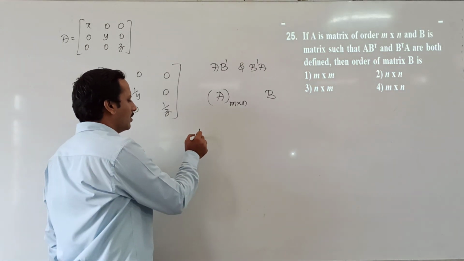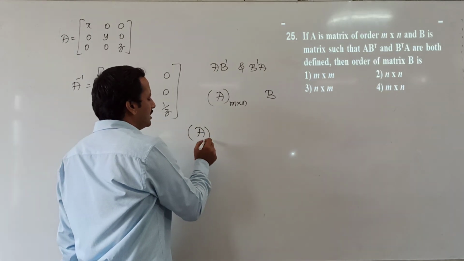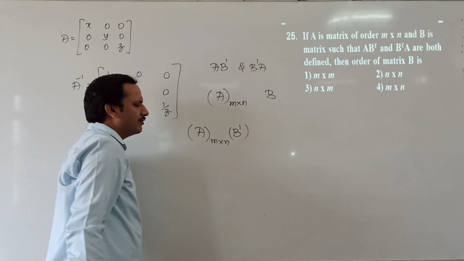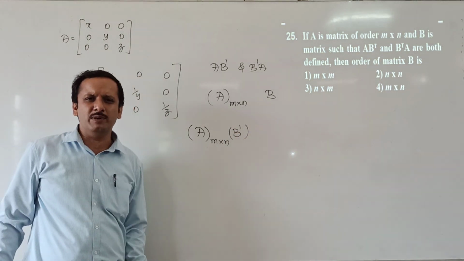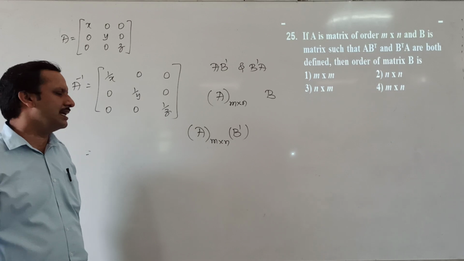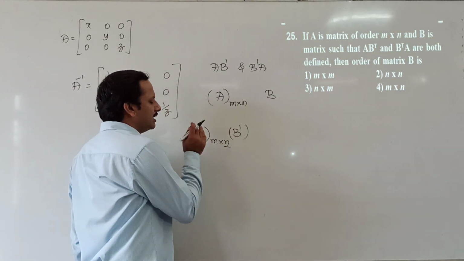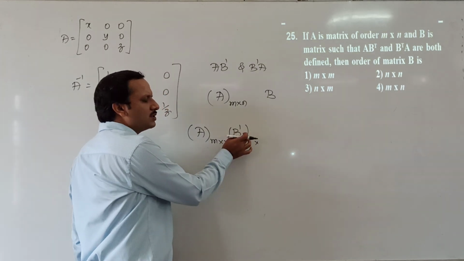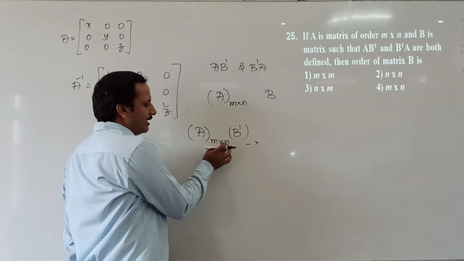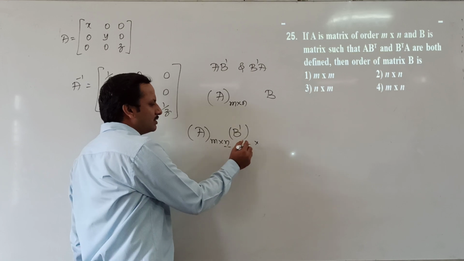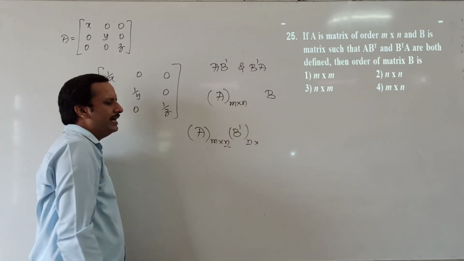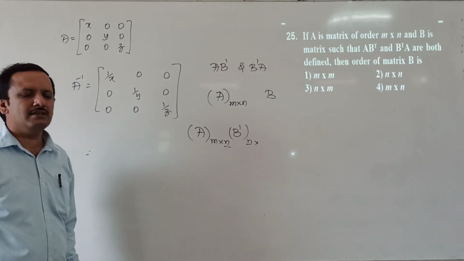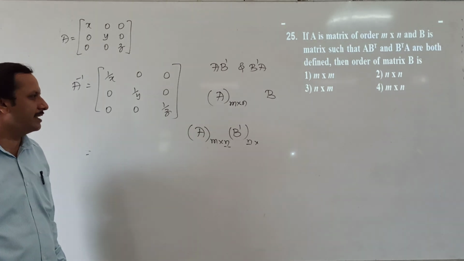Okay, so A is of order m cross n, then into B dash, I have to find out. This product exists, they have mentioned. Product exists means the number of columns in the first matrix must be equal to the number of rows of the second matrix. So here number of columns in A is n, so number of rows in B dash must be n.